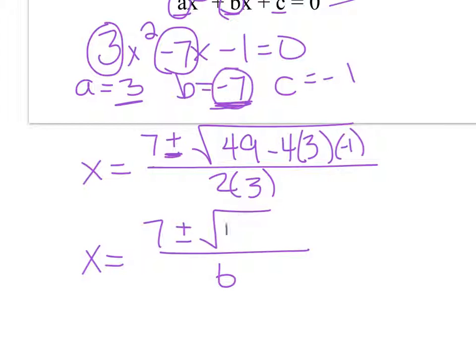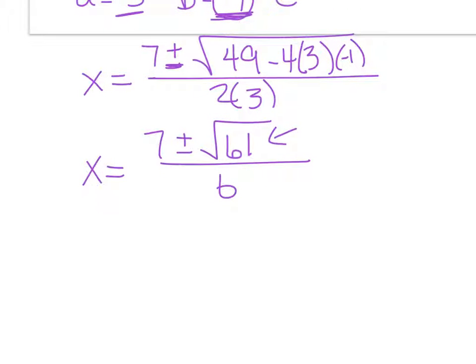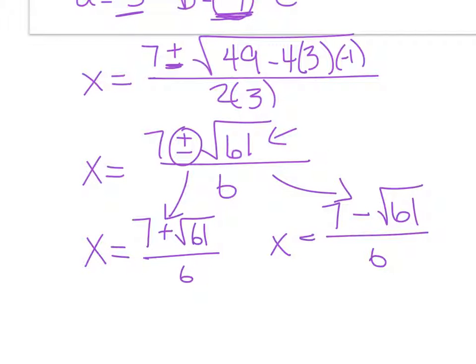Okay, so when I figure this out, this is 61. All right, if I could reduce 61, I would, but we don't have to today, right now. We'll do more in class where we have to reduce them. So the answer is simply x equals 7 plus radical 61 over 6, and x equals 7 minus radical 61 over 6. Okay, so that's what the plus or minus means. It means we actually have two answers, and that's it.